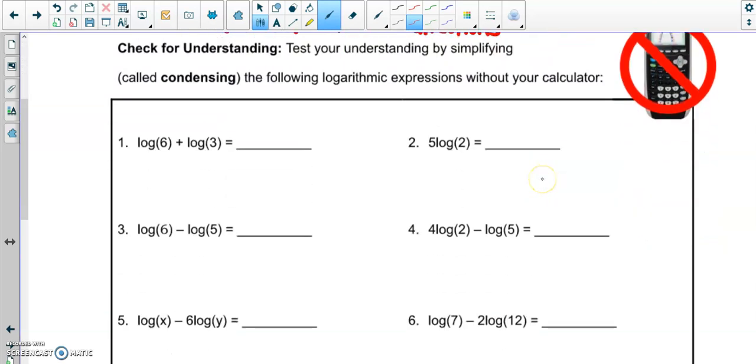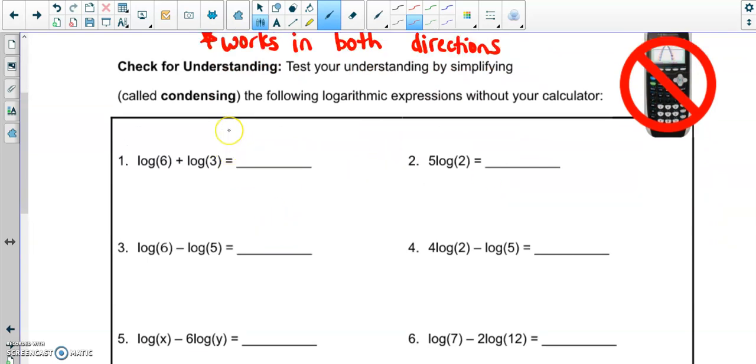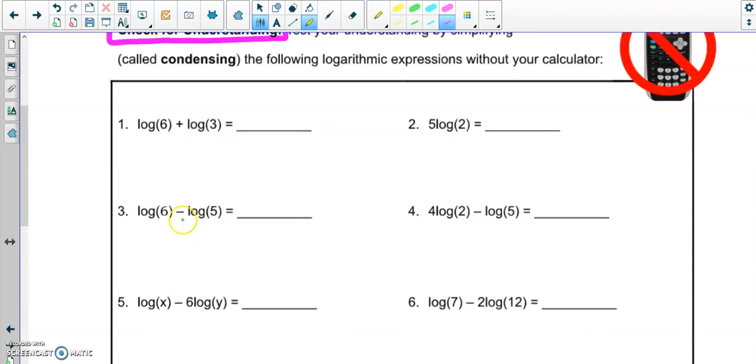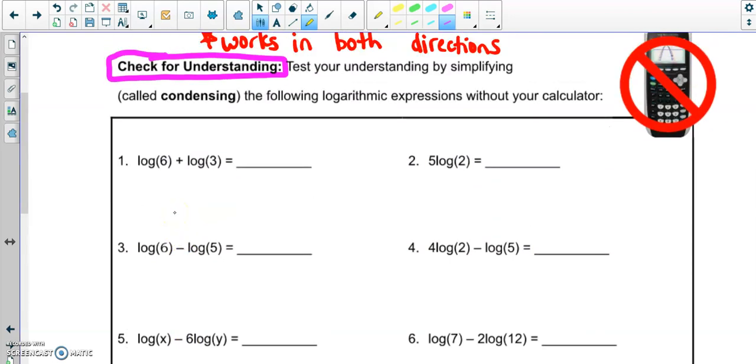So now I want you to take 5 minutes, longer if you need to, and I want you to try this check for understanding. There are 10 problems here, and I want you to see how you do on them. So pause the video, take some time to try these problems out, and then come back and check your answers.